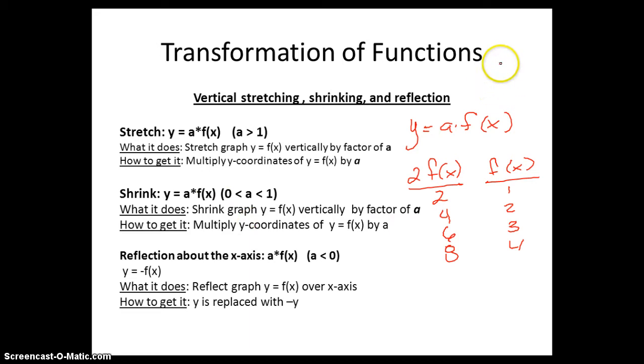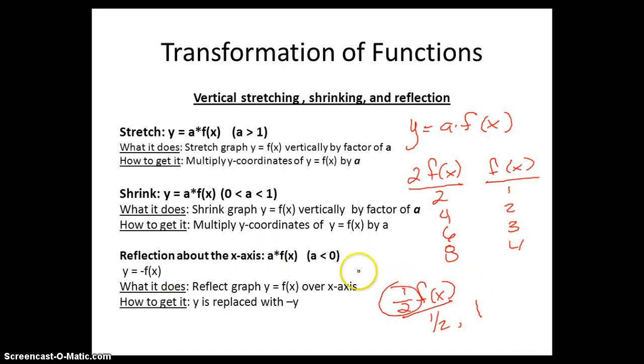Now obviously, if I have 1/2 f of x, and my numbers are still the original f of x, so now if I plug 1 in, I actually get 1 times 1/2, which is 1/2. If I plug a 2 in, I get 2 times 1/2, which is 1. So it actually shrinks all your original y values by half, right?